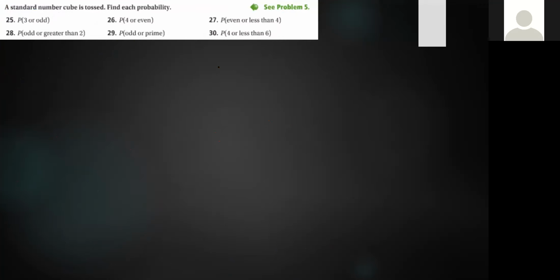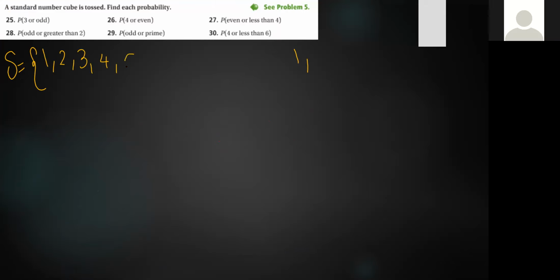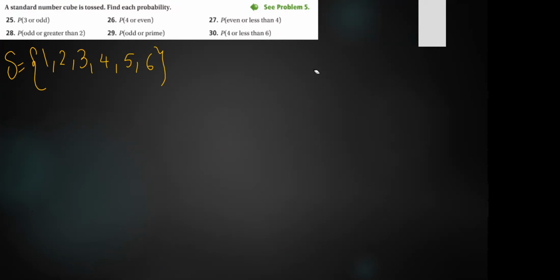Let's have now these examples here. Problem solving: a standard number cube is tossed. Find each probability. Here I have a standard number cube, so I'm talking about only one. All the possible outcomes here will be 1, 2, 3, 4, 5, and 6.